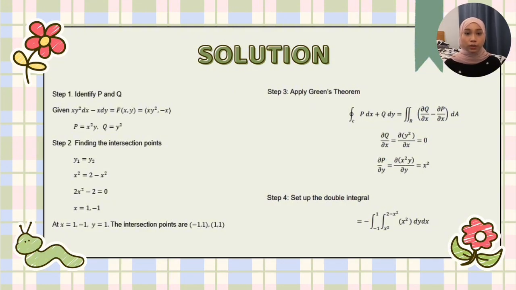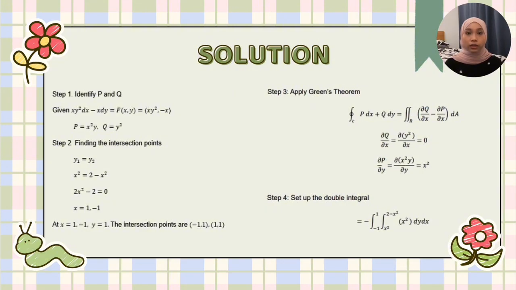Now, we find the intersection points of the curves. We equate x squared equals 2 minus x squared. This gives 2x squared equals 2, so x equals plus or minus 1. Substituting back, we get y equals 1. So the intersection points are (negative 1, 1) and (1, 1). Now we apply Green's theorem.